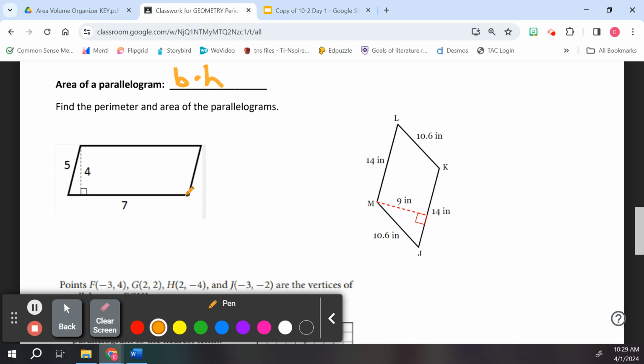Okay. So for this one, it says find the perimeter and area of the parallelogram. So here's my base, 7. So area equals 7 times, now my height is 4. So that leaves me with 28 units.